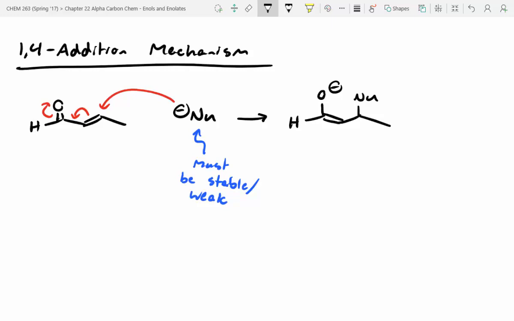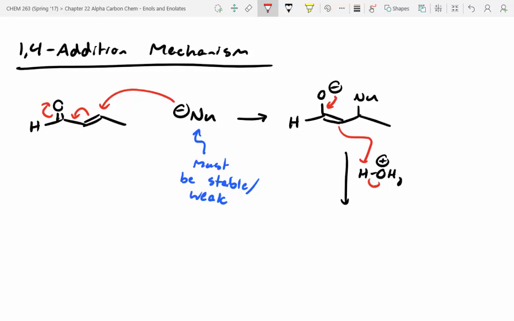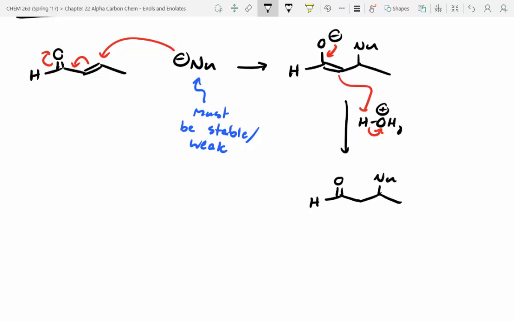Now we've got our nucleophile attacked. And then in the next step, we said we were going to do an acid quench. So all that's going to happen now is this will clamp down, and then this pi bond will steal a proton from hydronium. And your nucleophile will get attached in that 1,4 position.